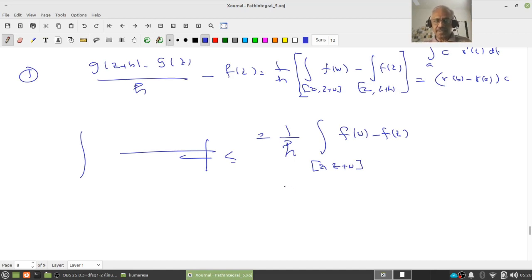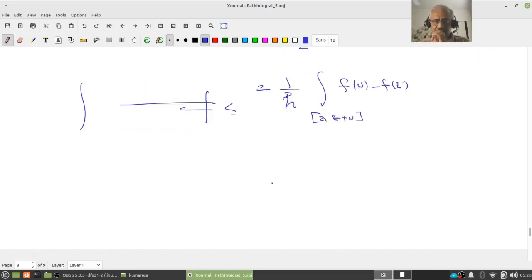Remember, f is a continuous function on all of U, and hence it is defined here. z plus h, etc., are all defined. f of w is defined for every w on the line segment also, because everything is contained in U. Keep that in mind. Okay, now therefore, what do I have to do? I have to use the ML inequality.